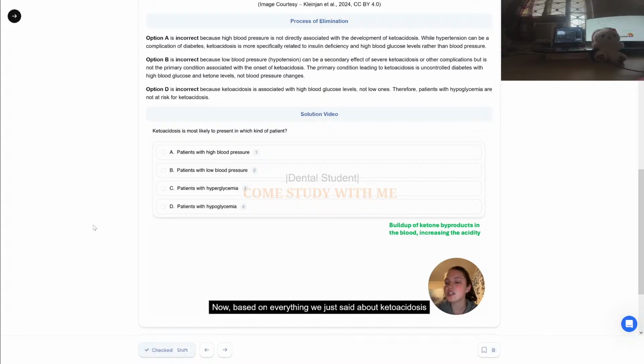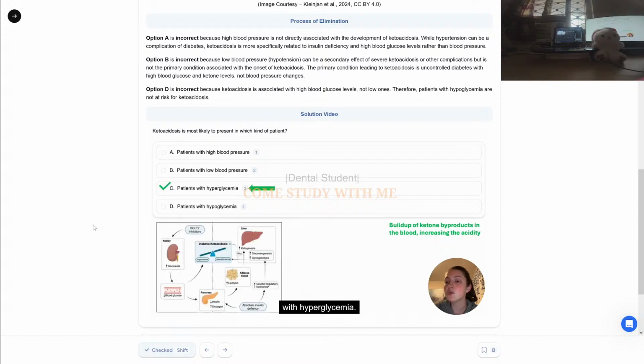Now, based on everything we just said about ketoacidosis or diabetic ketoacidosis, we should know that the correct answer for this question is C, patients with hyperglycemia. We said earlier that ketoacidosis occurs when there is insufficient insulin to manage the increased glucose present in a patient, because there is defective or deficient insulin, or because the body cannot respond to that insulin. All of that glucose builds up but is unable to be used as energy. The body then turns to fats as a fuel source instead, and the ketone byproducts produce this ketoacidosis.